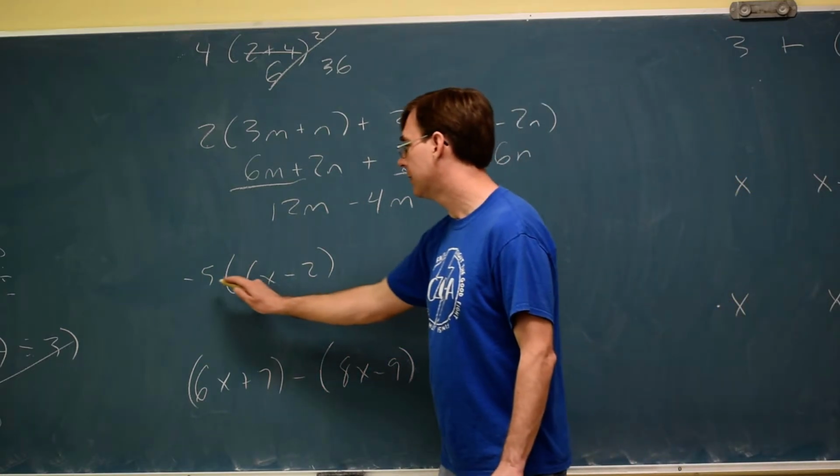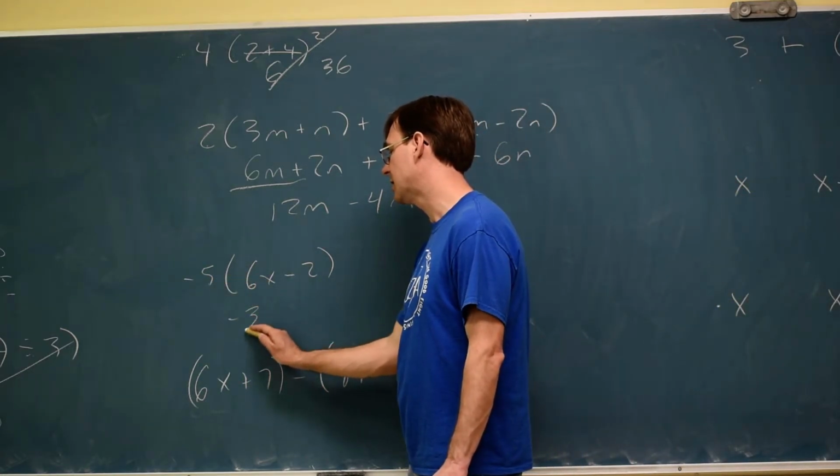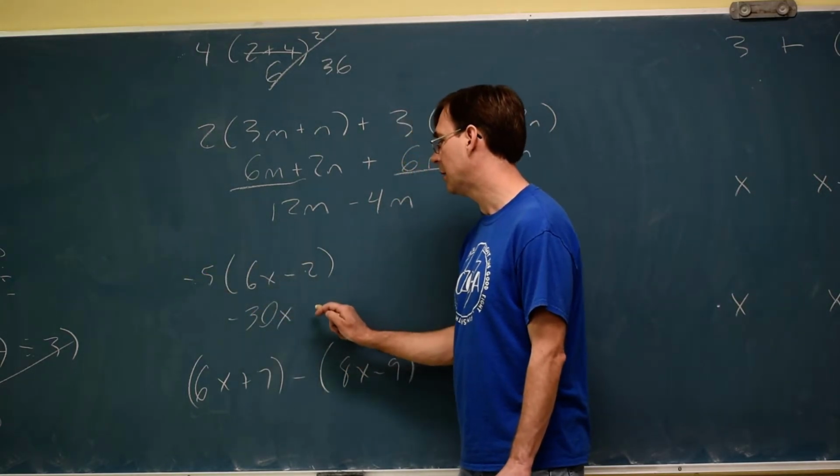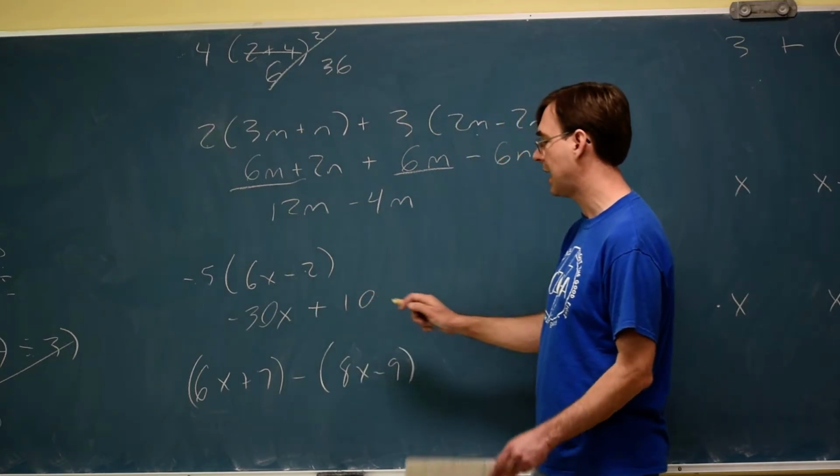22, we're distributing. Negative 5 times positive 6 is negative 30, still with an x. Negative 5 times negative 2 is a positive 10.